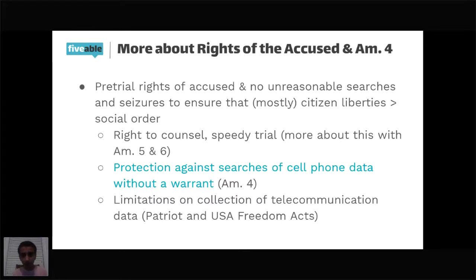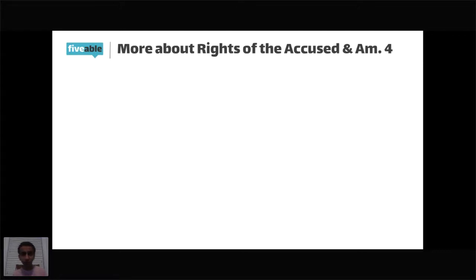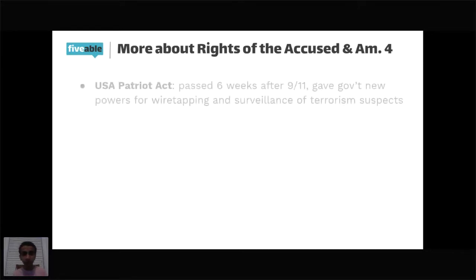Because these are all required examples on the AP Gov exam description, I did want to go a little bit more in depth with the USA Patriot Act and the USA Freedom Act. The USA Patriot Act was passed 6 weeks after 9/11, and it gave the government new powers for surveillance of terrorism suspects. Obviously 9/11 was a terrorist attack.